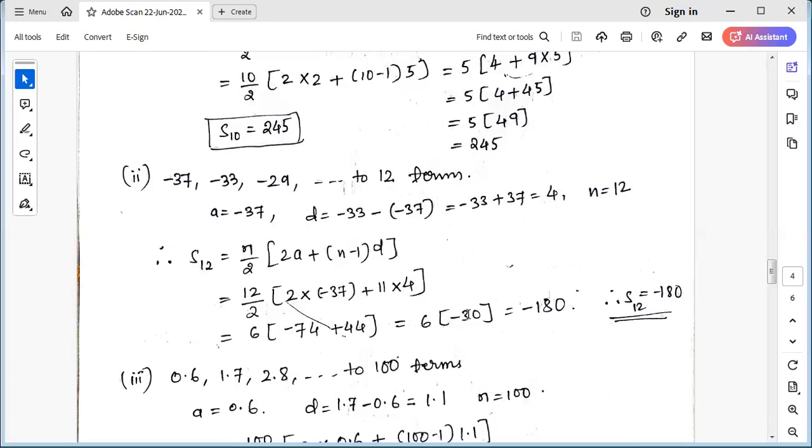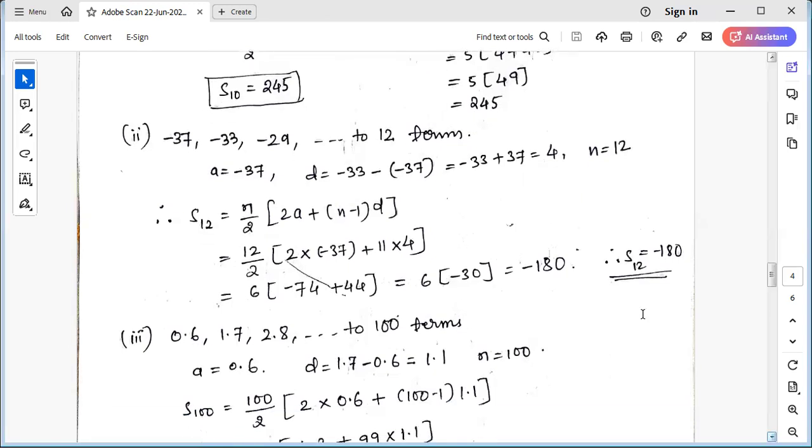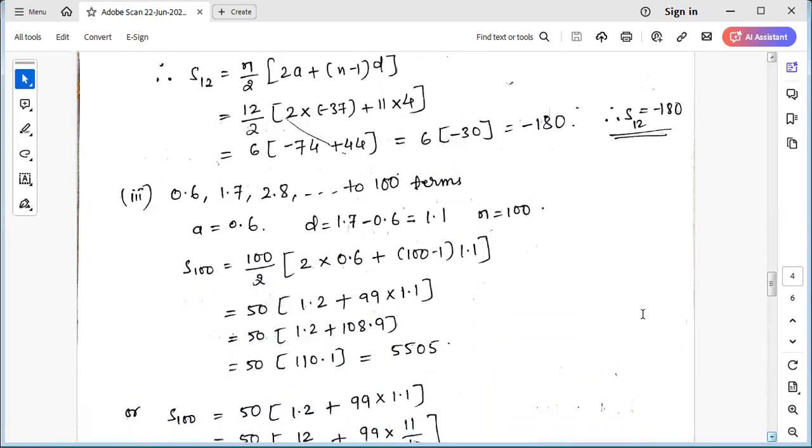So this minus 30 is multiplied by this 6, which is carried here. So now it is 6 into minus 30. So this is equal to minus 180. So that means the sum of the first 12 terms comes out as minus 180. The problem is solved. Go to the next problem.